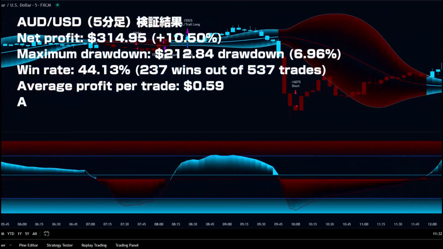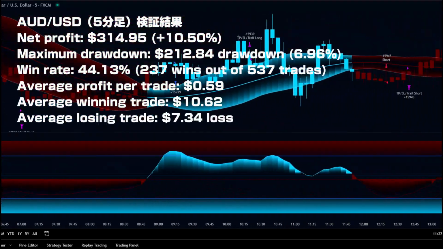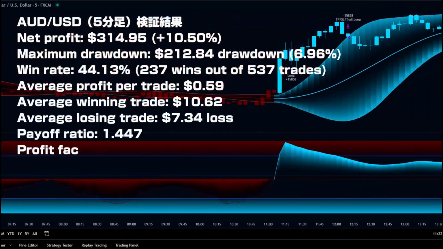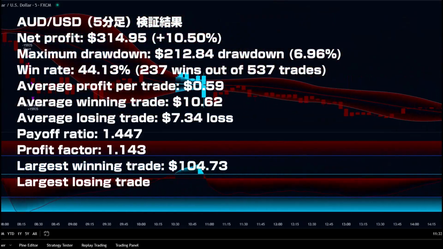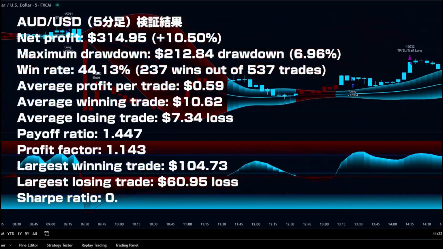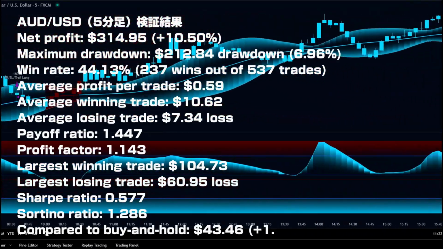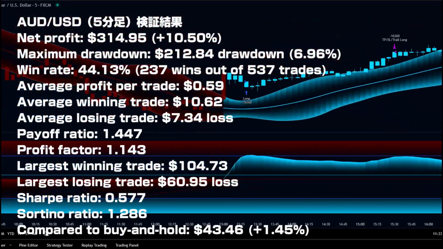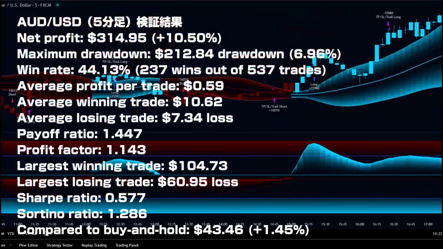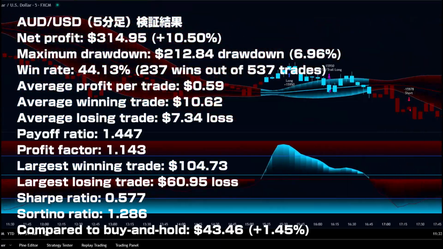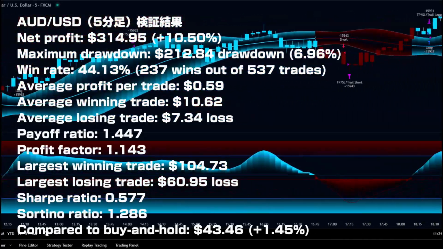Maximum drawdown, $212.84 in drawdown. That equals a negative 6.96%. Win rate, 44.113%. Out of 537 trades, 237 were winners. Average profit per trade, plus 59 cents. Average winning trade, $10.62. Average losing trade, $7.34 in loss. Payoff ratio, 1.47. Profit factor, 1.143.